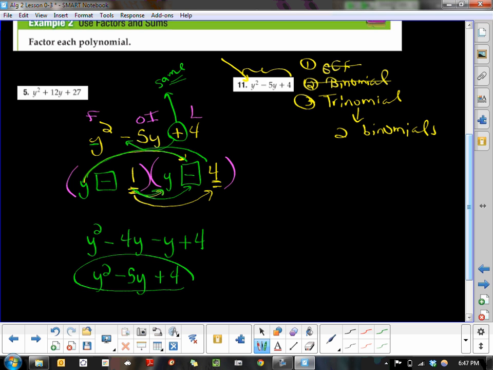And is that what we started with? If it is, we have the correct factorization. Yahtzee. So that's the factoring of trinomials into two binomials.